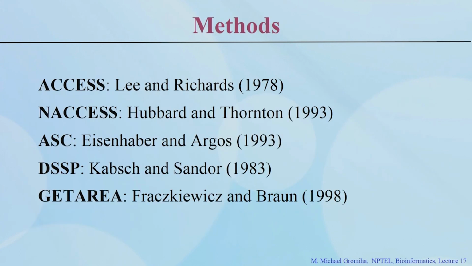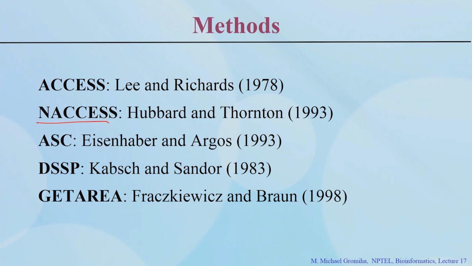I will show some of the algorithms. One is ACCESS, the first one introduced in the literature in 1978, actually started in 1971 by Lee and Richards. They proposed the concept of solvent accessibility and developed the program in 1978. They used this information on how the protein can be accessible by a solvent molecule. Later on they refined it, in 1993, and developed NXS to get the accessible surface area of all atoms.